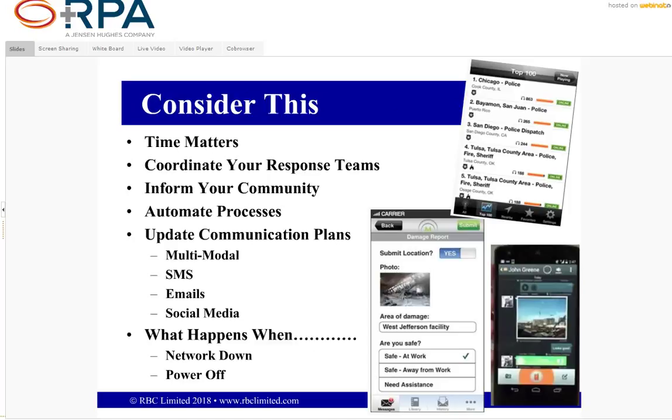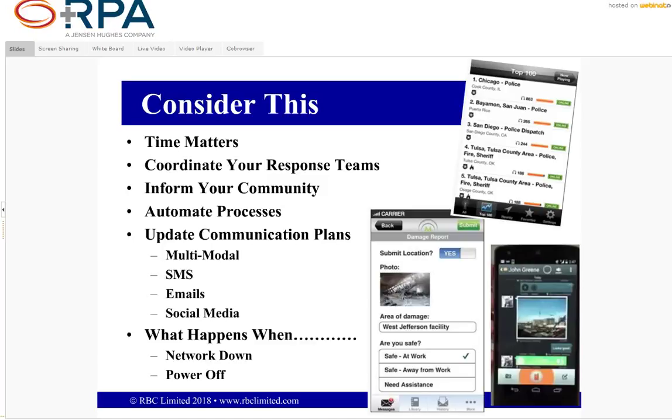So consider this. We all know that time is absolutely critical when we have an event. The pre-planning, if it's a planned event, coordinating and informing our community, staff, our patients and their family members. What can you do to automate your processes, to update your communication plans? Can you take a step back this year when you're doing your update and look at your modalities and see where do you need to streamline and deep dive into your communication plan?